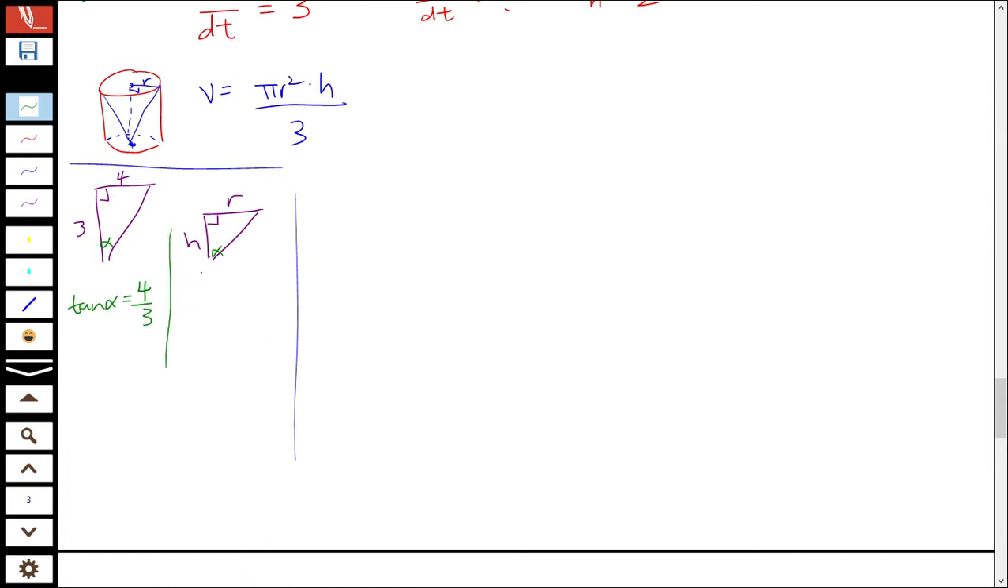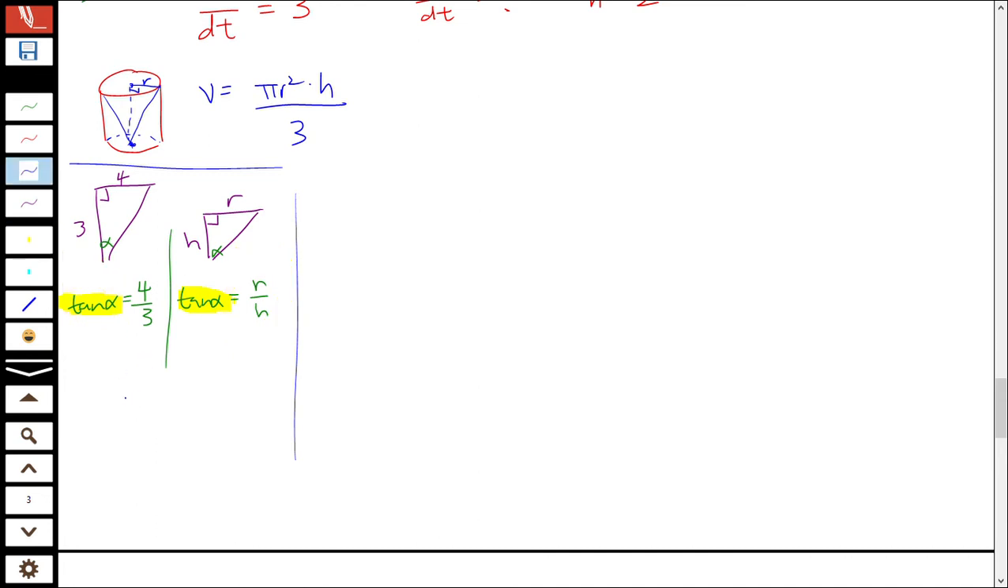I can set up the same ratio for this little triangle using R and H. So it's going to be tan of alpha, which is opposite over adjacent, so R over H. And these are the same. Whatever the angle is, they're going to be the same. So I can actually take this and substitute it in here.